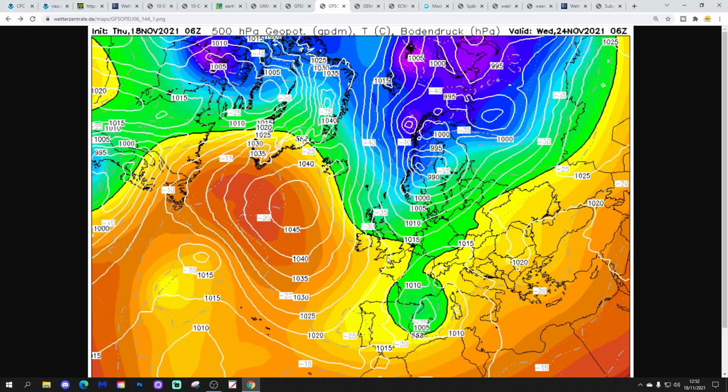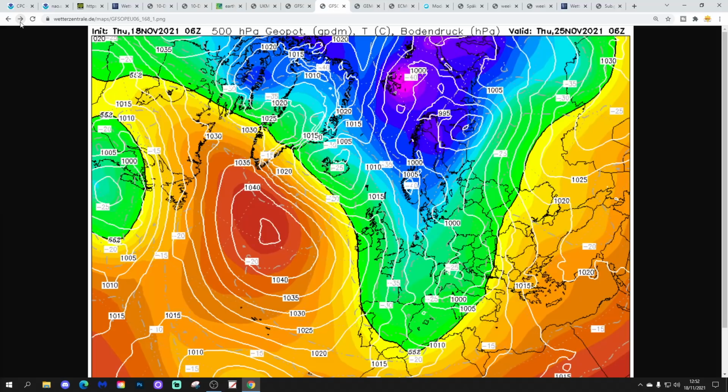Down comes this second northerly shot. So Wednesday through Thursday, we're looking pretty cold. Winds in from the north. That could bring snow showers to northern areas and wintry showers down the east coast. Probably a lot of dry weather out in the west.